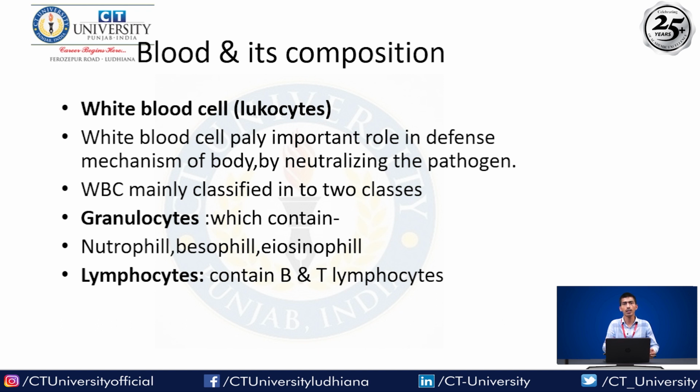And the second thing: hemoglobin plays the major role in providing the color of blood. Due to hemoglobin, our blood color is red. The second cellular component of our blood is white blood cells. It is also called leukocyte.